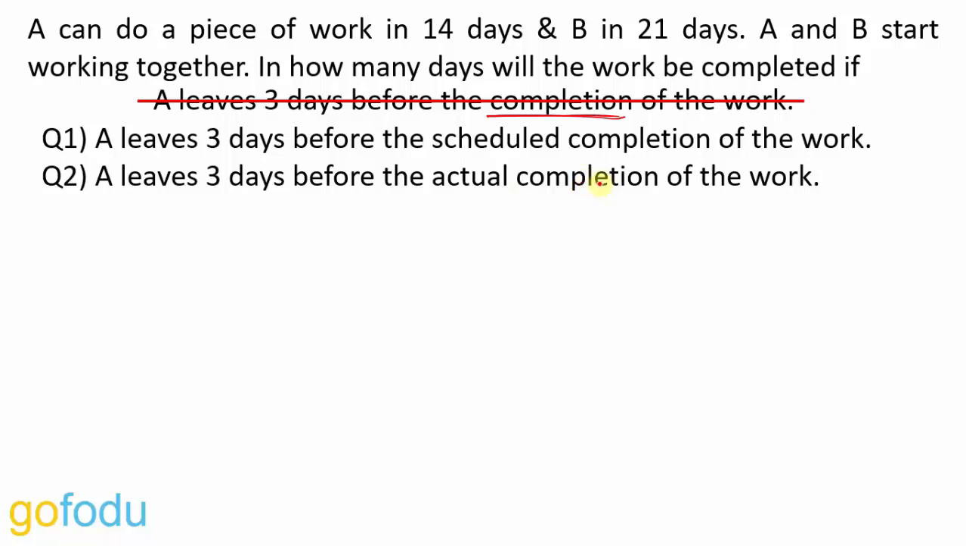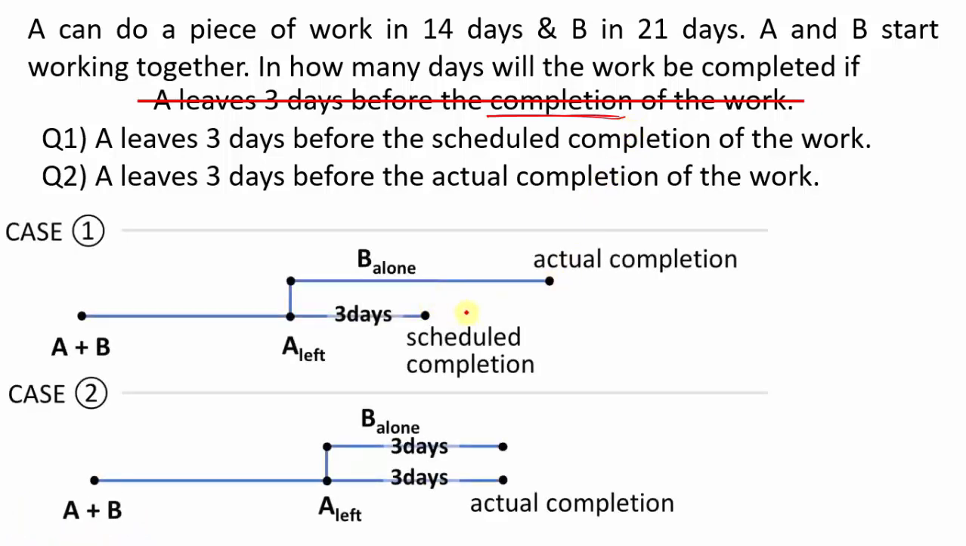Let me explain to you the difference between these two cases with the help of this diagram. In the first case, A leaves 3 days before the scheduled completion. Let's say this date is the 12th day of the month, and A leaves 3 days before that. A leaves on the 9th day, 3 days before the scheduled date.